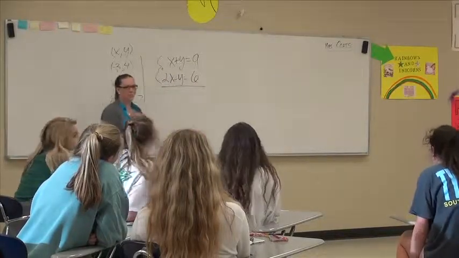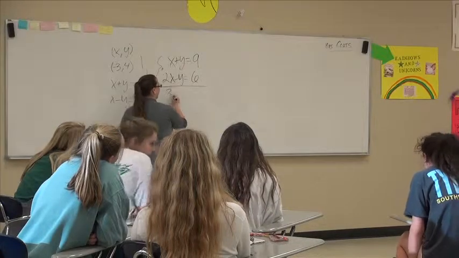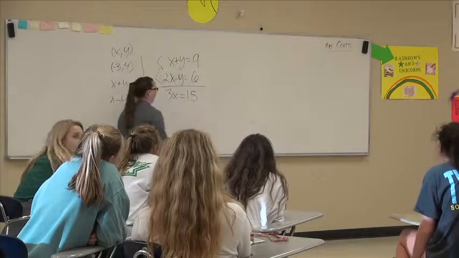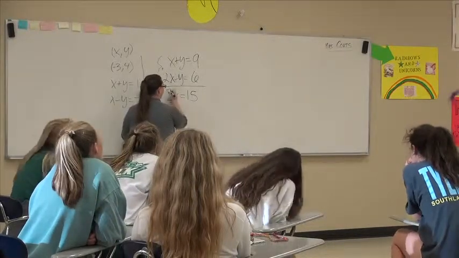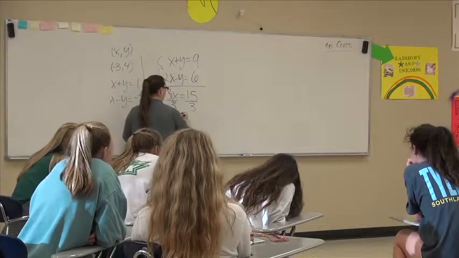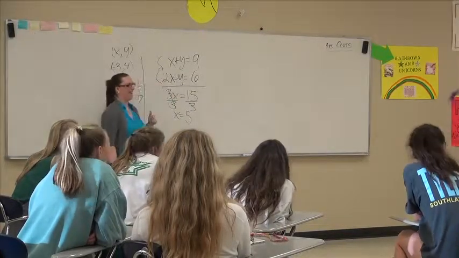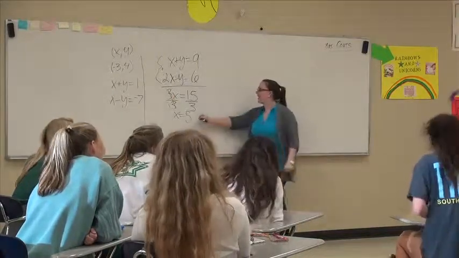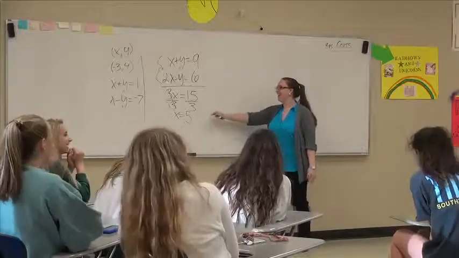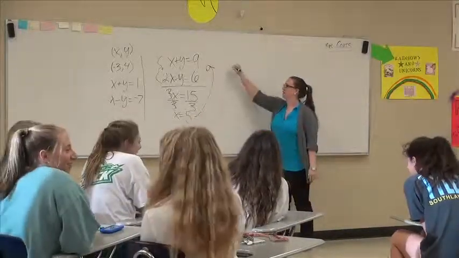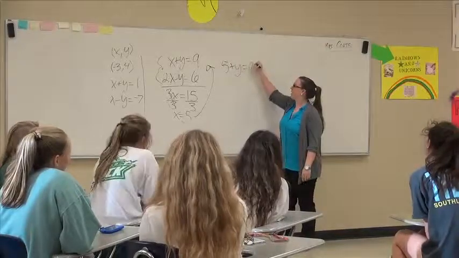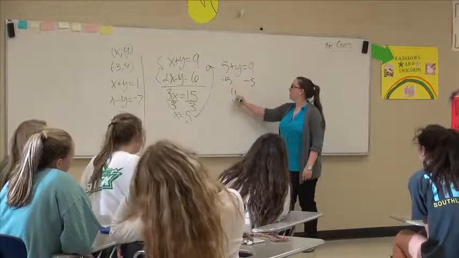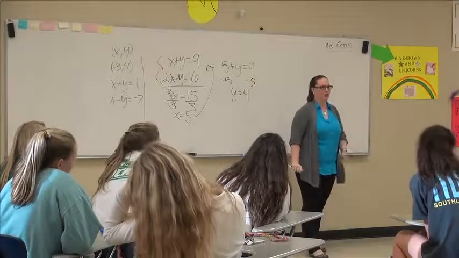If we want to stick with elimination, with that same setup, 3x equals what? 15. Divide by 3. 15 divided by 3 gives me what? 5. X equals 5. Your number was 5? Okay. Let's plug it back in, up here. We have 5 plus y equals 9. So then what's y? 4. I'm subtracting 5. Y equals 4. Was it 5 and 4? It was 5 and 4, right?